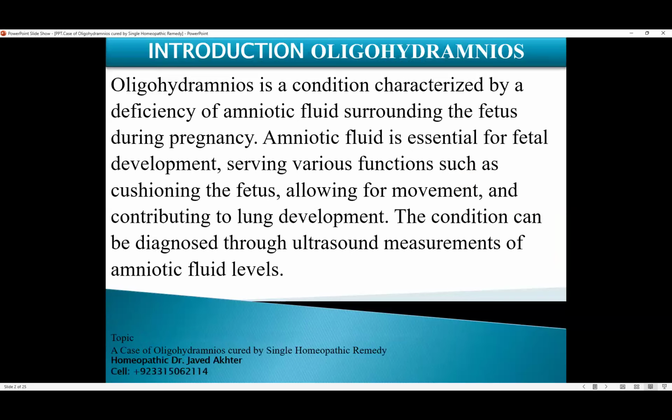This is the introduction of oligohydramnios. Oligohydramnios is a condition characterized by a deficiency of amniotic fluid surrounding the fetus during pregnancy. Amniotic fluid is essential for fetal development, serving various functions such as cushioning the fetus, allowing for movement and contributing to lung development. The condition can be diagnosed through ultrasound measurement of amniotic fluid levels.